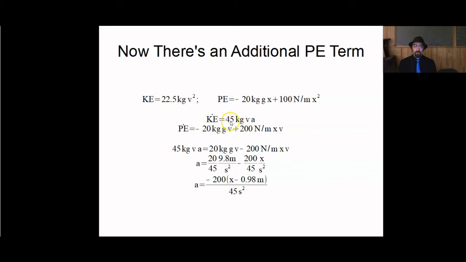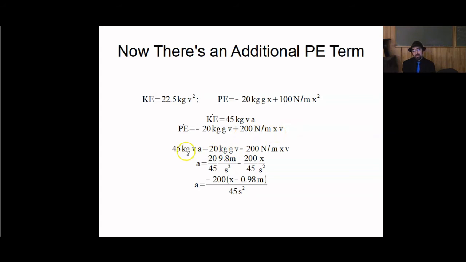KE dot is the same as it was before, 45 kilograms va. PE dot, the rate at which potential energy is changing, is negative 20 kilograms times g times v, remember x dot is v, plus 200 newtons per meter x times v. Remember, the rate of change of x squared is 2x x dot. x dot is v.